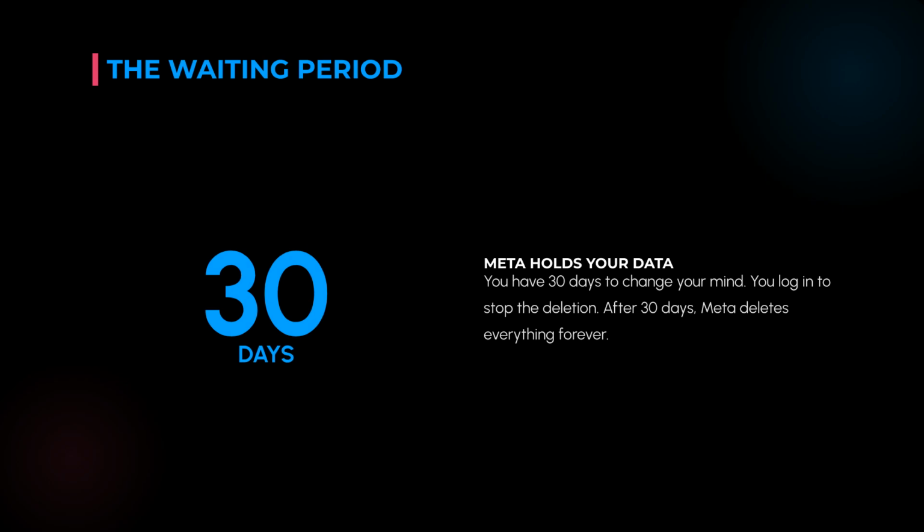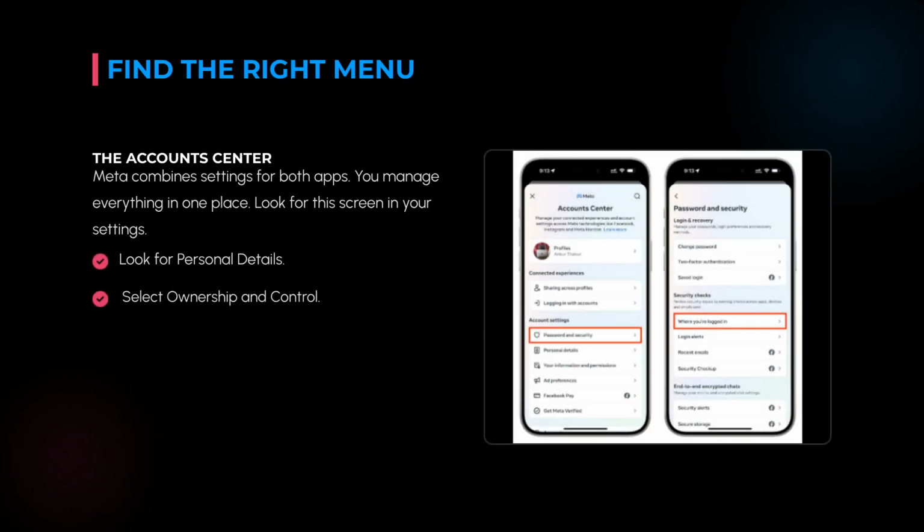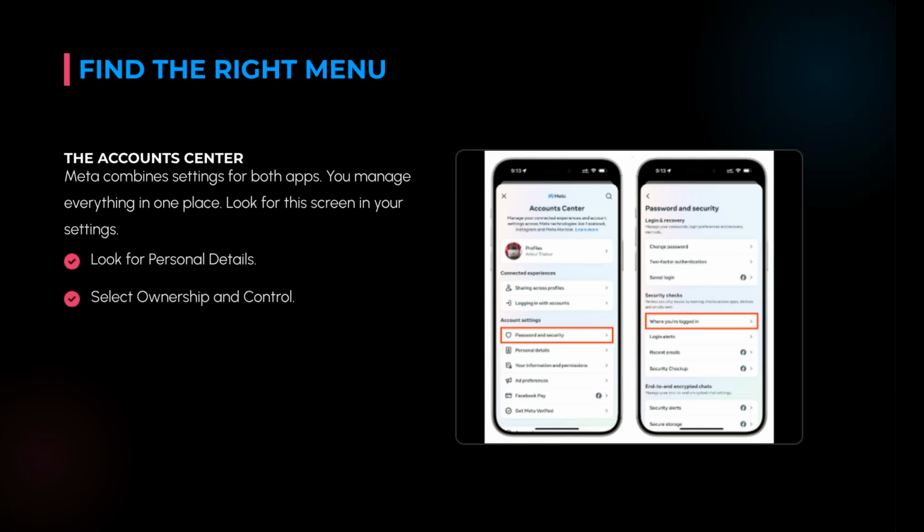Meta holds your data for 30 days after initiating deletion. You have this period to log in and cancel the deletion if you change your mind. After 30 days, Meta deletes everything forever. The Account Center combines settings for both Facebook and Instagram. Look for Personal Details, and then select Ownership and Control to manage your accounts.